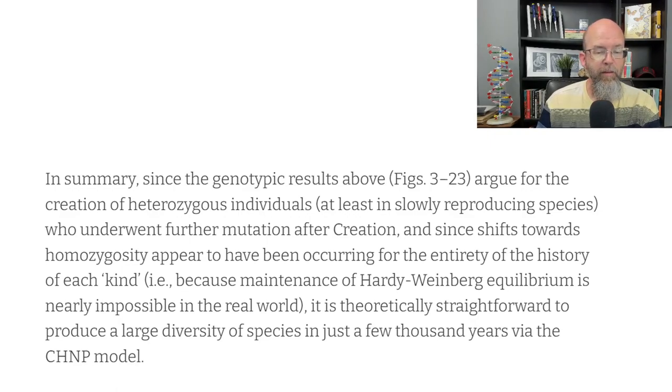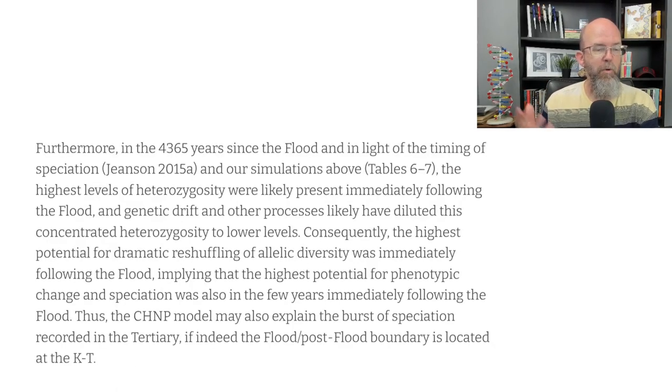It's theoretically straightforward to produce a large diversity of species in just a few thousand years. I guess I better back up. Let's read the whole thing in sequence. In summary, since the genotype results above argue for the creation of heterozygous individuals who underwent further mutation after creation, and since shifts towards homozygosity appear to be occurring during the entire history of each kind of organism, it's theoretically straightforward to produce a large diversity of species in just a few thousand years via the CHNP model. It makes it sound so easy, doesn't it? Furthermore, in the 4,365 years since the flood, it's very specific, isn't it? And in light of the timing of speciation and our simulations above, the highest levels of heterozygosity were likely present imminently following the flood.